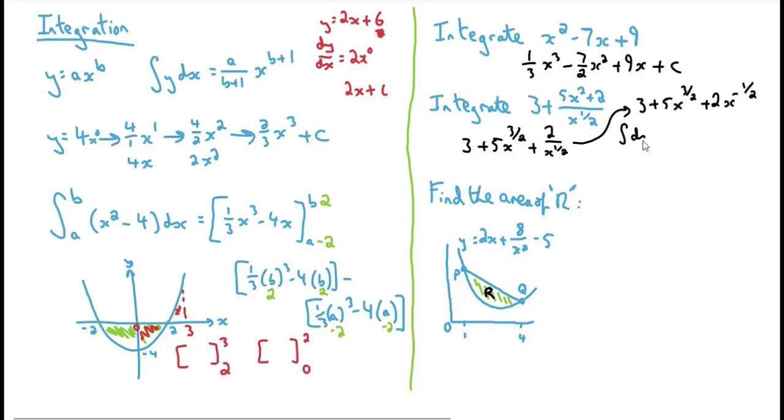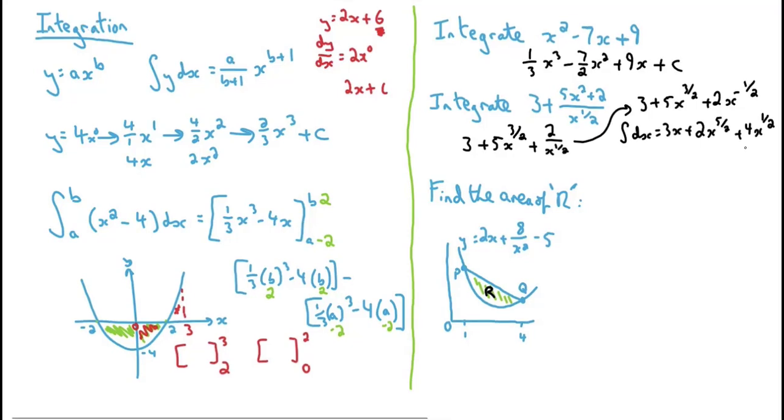So the integral with respect to x is going to be, so 3 becomes 3x. Here, adding 1 to this power gives us 5 over 2. Now, 5 divided by 5 over 2, that's just going to leave you with 2. So 2x to the 5 over 2. And here, add 1 to the power is now a half, a positive half. 2 divided by a half is going to give us 4. So it's now 4x to the positive half plus c.